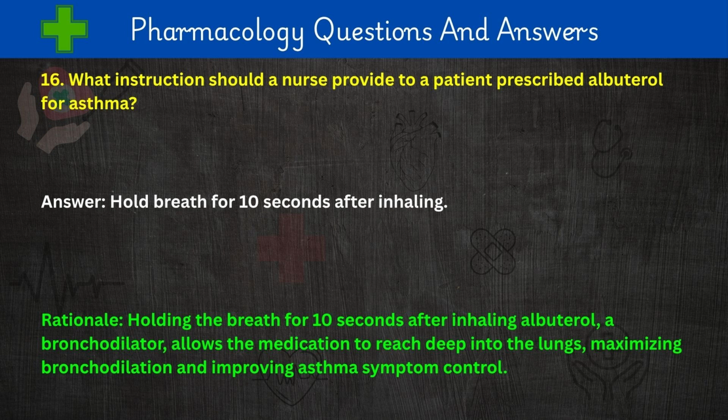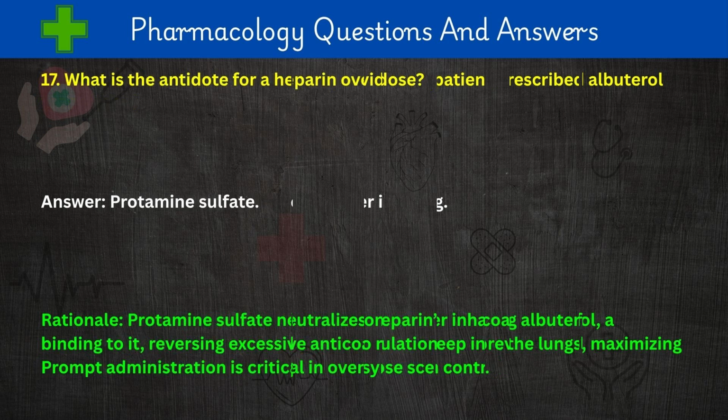16. What instruction should a nurse provide to a patient prescribed albuterol for asthma? Answer: hold breath for 10 seconds after inhaling. Rationale: holding the breath for 10 seconds after inhaling albuterol, a bronchodilator, allows the medication to reach deep into the lungs, maximizing bronchodilation and improving asthma symptom control.